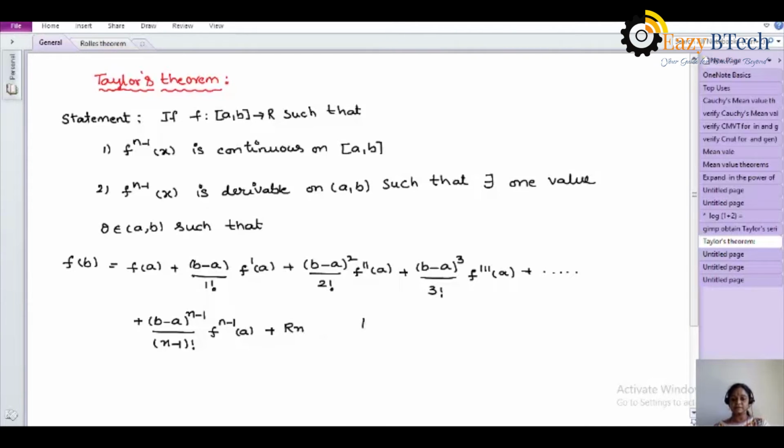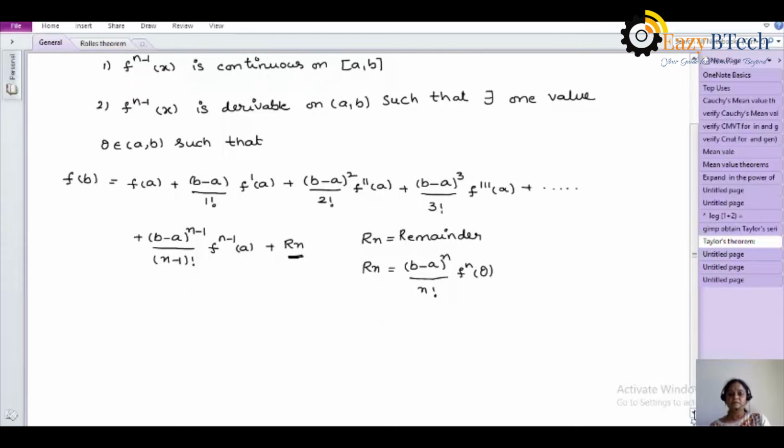Here Rn is known as the remainder. The remainder value is Rn = (b minus a)^n/n! times f^n(theta). So please remember this formula, students, the f(b) formula, the Taylor's series or Taylor's theorem formula.